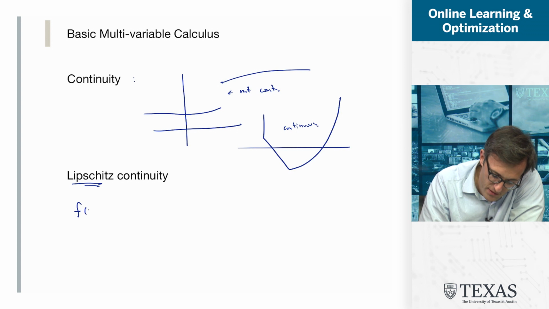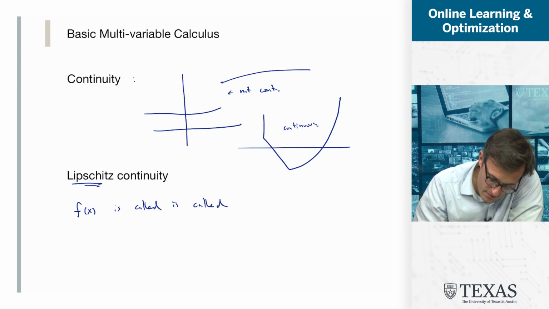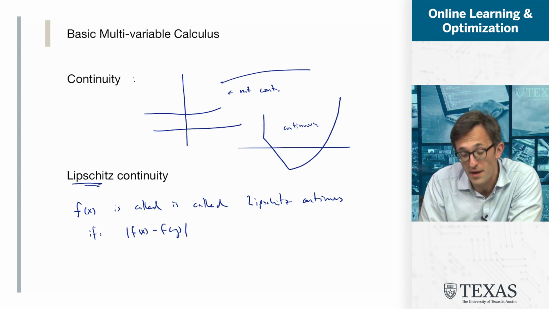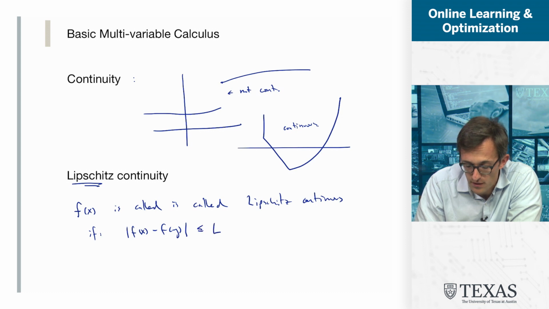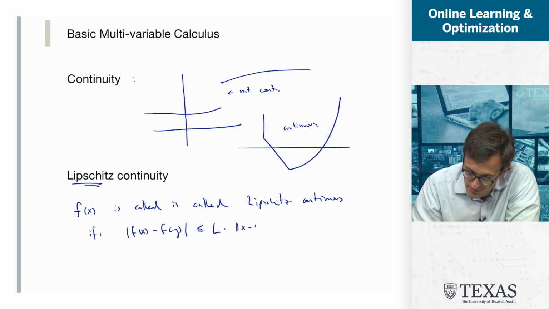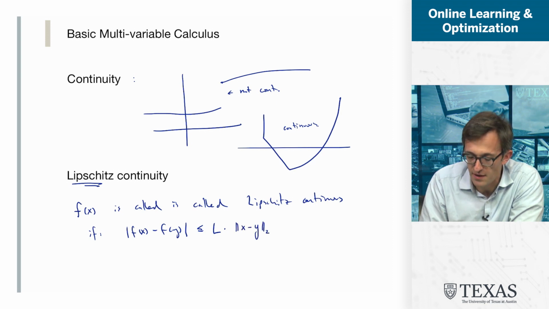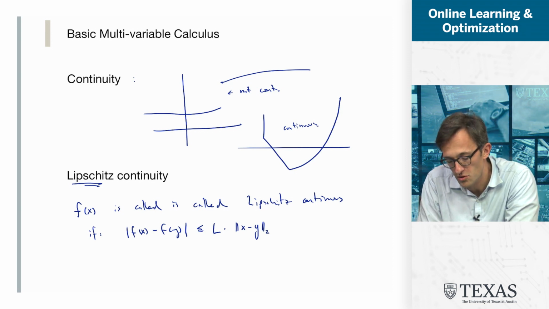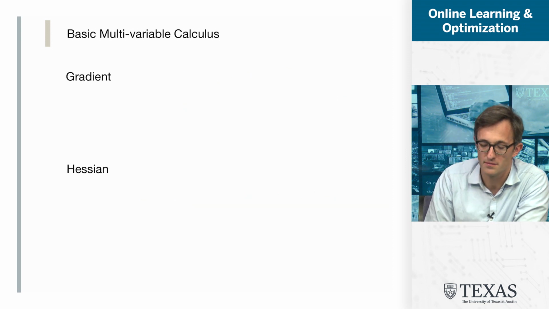So a function f of x is called Lipschitz continuous if f of x minus f of y, the amount that f changes when I go from x to y, is controlled by how far away x and y are. So this is saying that if x and y don't change very much, then f of x to f of y can't change very much. So we're going to see this. This is going to come back for us.